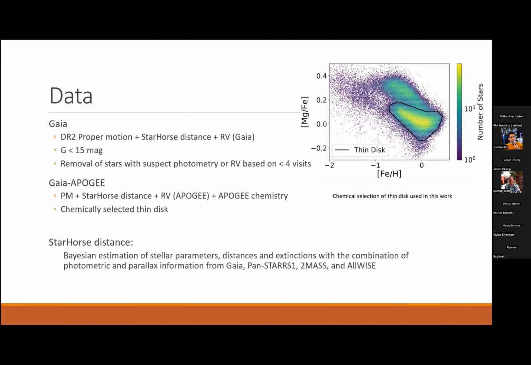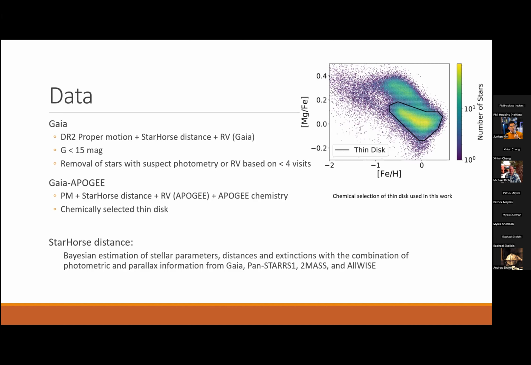The first one is entirely Gaia. It's from DR2 proper motion plus StarHorse distance and also the radial velocity from Gaia. We have some magnitude cuts for signal-to-noise ratio reasons and also to filter out some of the brightest stars, which are most likely to be biased or have some problems within Gaia. We also remove stars with suspect photometry or unreliable radial velocity measurements because they don't have enough transits.